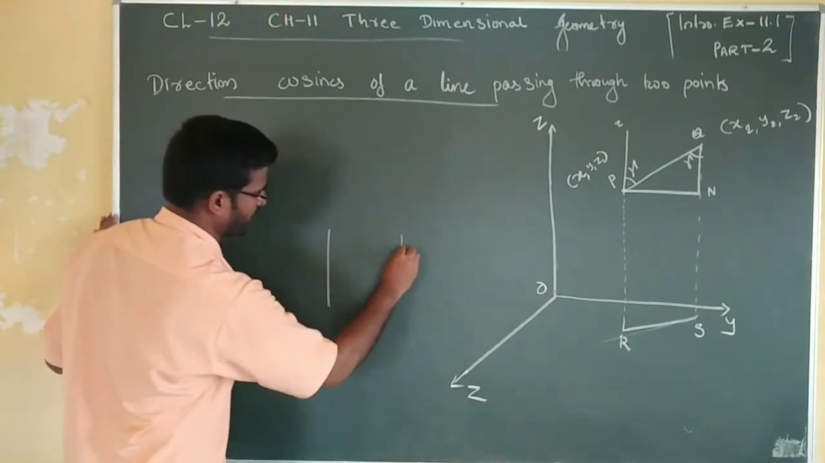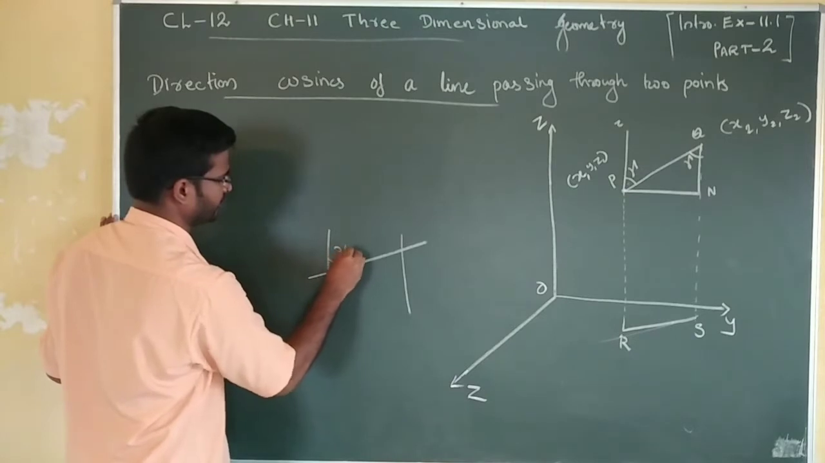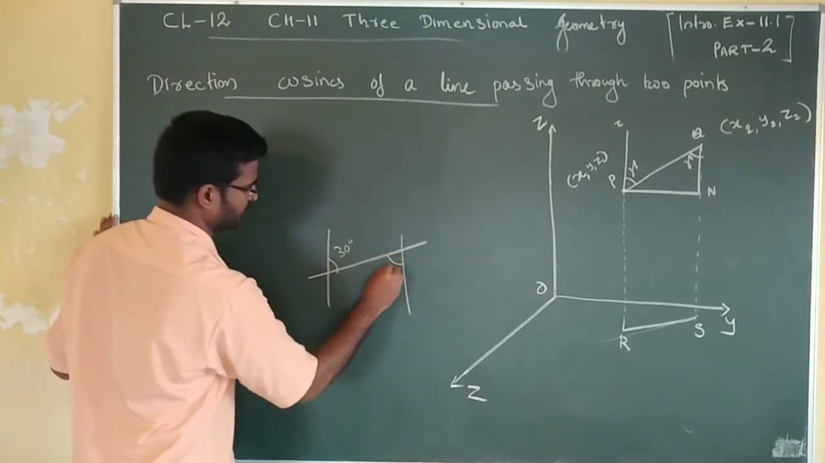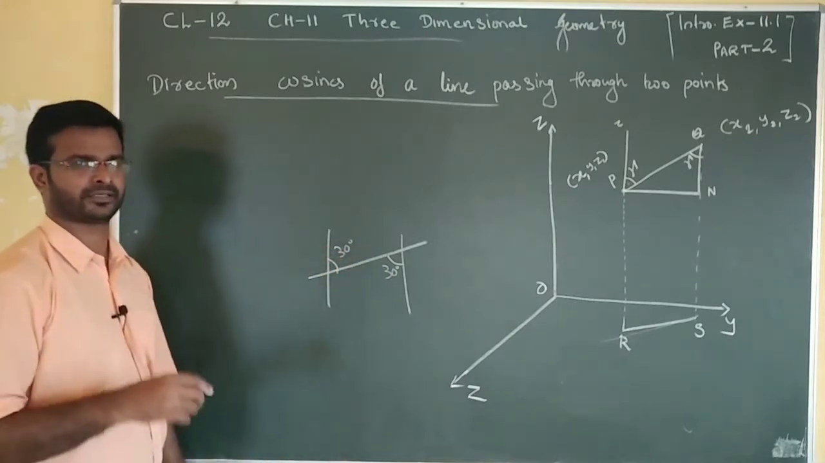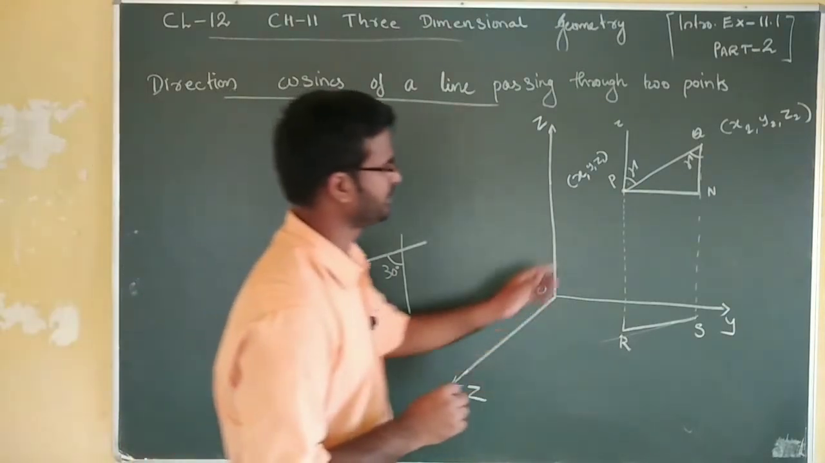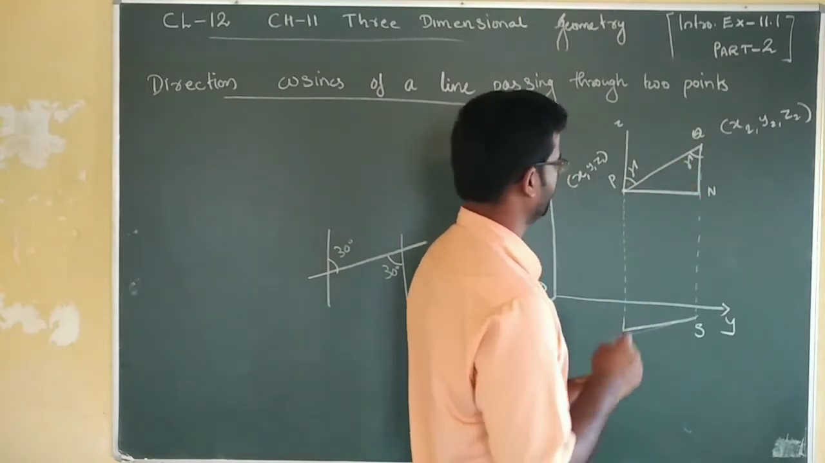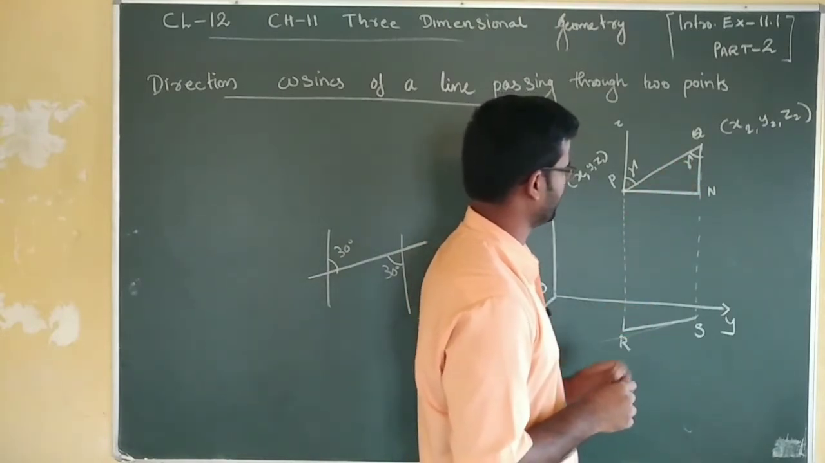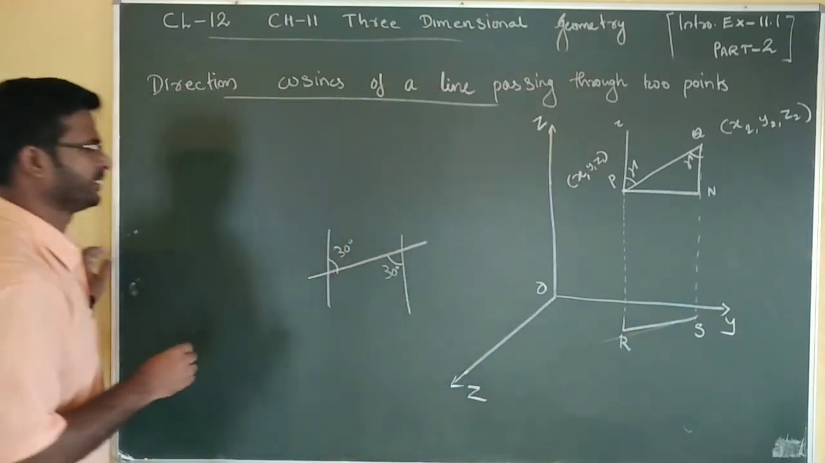Look, two parallel lines if you consider. In here 30 degree. This angle will be 30 only. Alternate interior angles will be equal. Same method we can apply in here. This is alpha means in here also alpha. Now we got in here one right angle triangle. We can find out direction cosine.